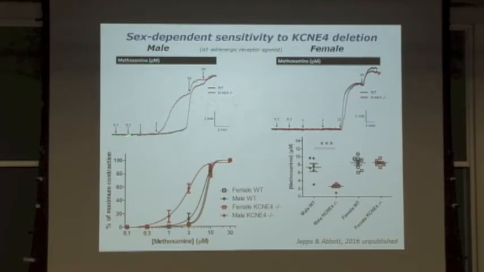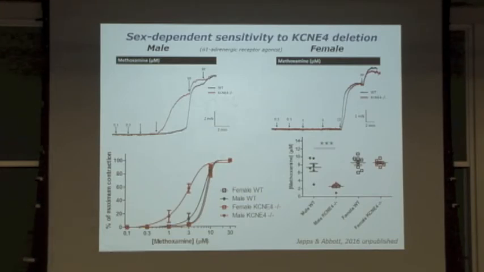And what you can see is that here's the wild type contracted. The knockouts are way more sensitive, so they're way easier to contract than the wild types. That's in the males. In the females, there's no difference. So you see over here, there's no difference.